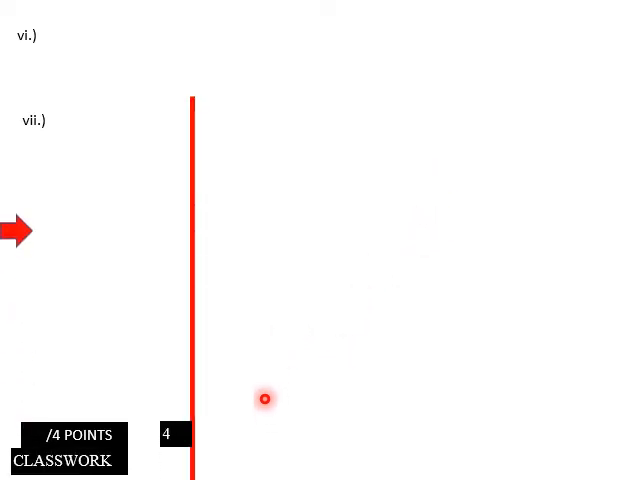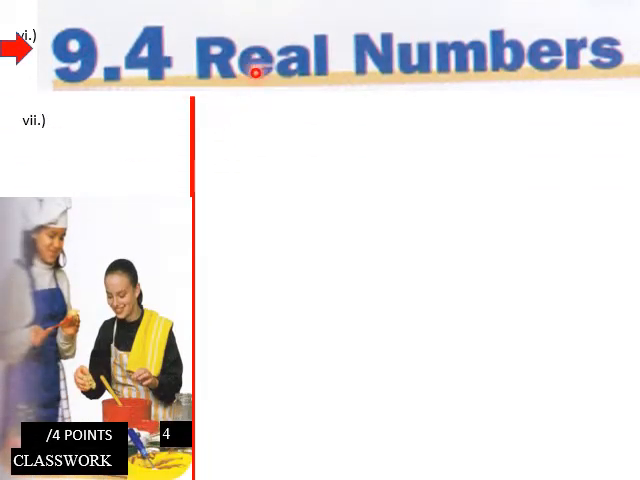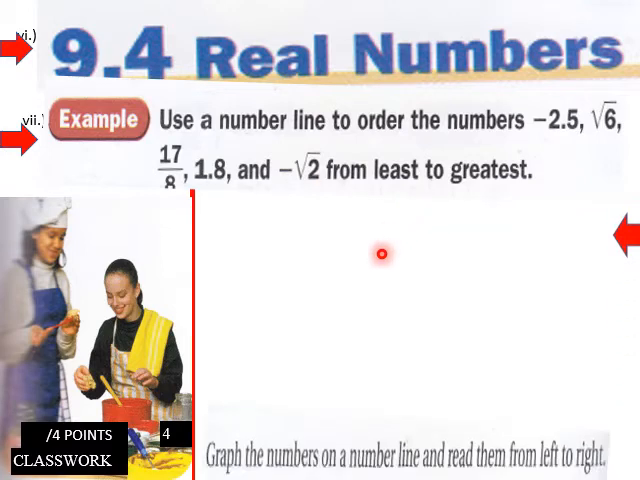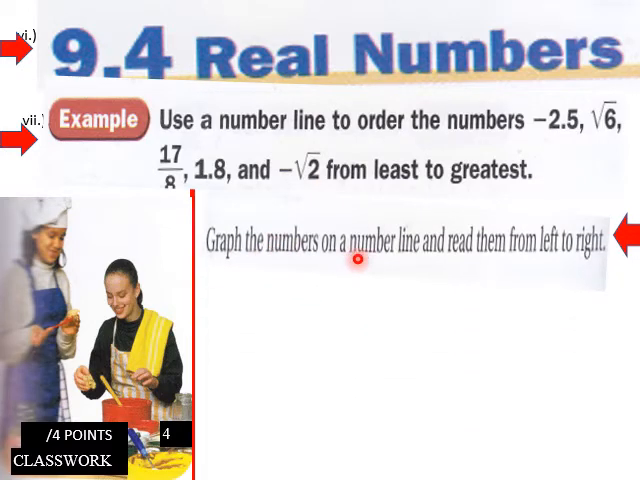Okay, moving on now to our next example, 9.4, real numbers. Using a number line, order the numbers negative 2.5, square root of 6, 17 over 8, 1.8, and the negative of square root of 2 from least to greatest. So graph the numbers on a number line and read them from left to right.